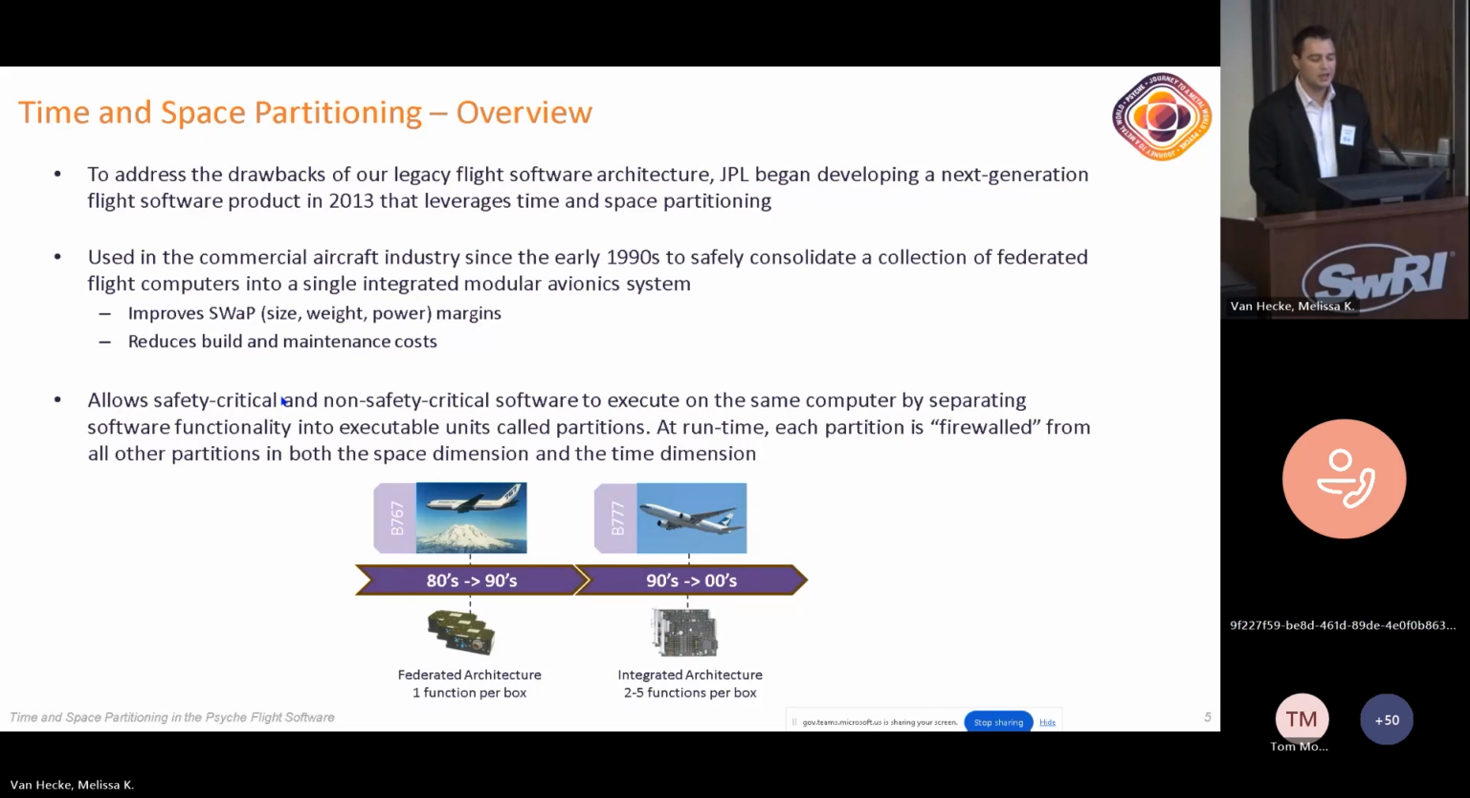So this has a lot of benefits, reduces size, weight, and power. There's less things to build, less things to maintain, less things to test. At a software level, what we're really doing is allowing safety-critical software and non-safety critical software to be co-resident on the same computer. And we do that by breaking the software functionality into units, we call them partitions, and we can really think of them being firewalled off from each other. They're firewalled off in what we call the space dimension, meaning memory, and the time dimension, meaning when it is going to execute on the processor.